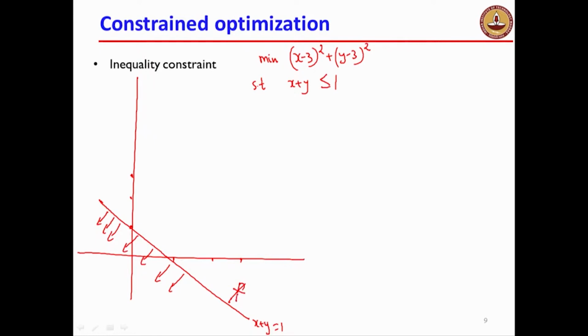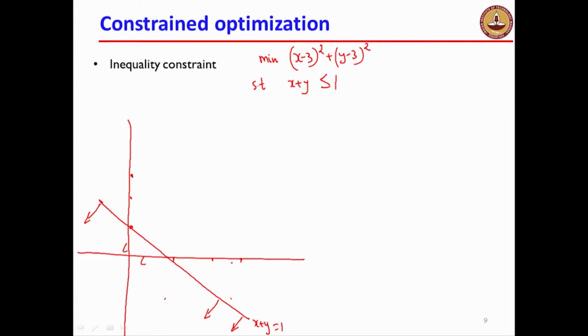These directions are not allowed, because if I go in this direction, x plus y will become greater than 1. If I go below the line, x plus y will be strictly less than 1, and those I am allowed to go. I can be either on this line or I can go below the line. So let me clean this up. I will use this arrow to show that these are my feasible directions. I can be on this line or I can go into this feasible region.